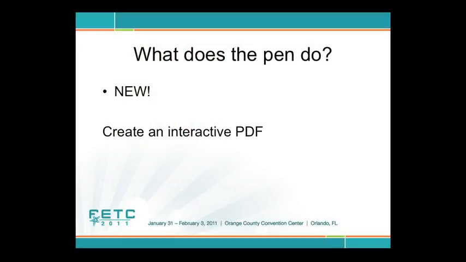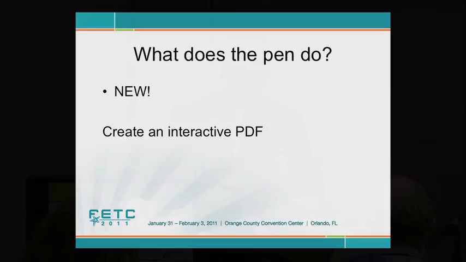So what else is new? What's coming? You can now write on a PDF and draw a square around it, and when you sync that, it will put your pencast into a PDF. How many of you can send a PDF in an email?